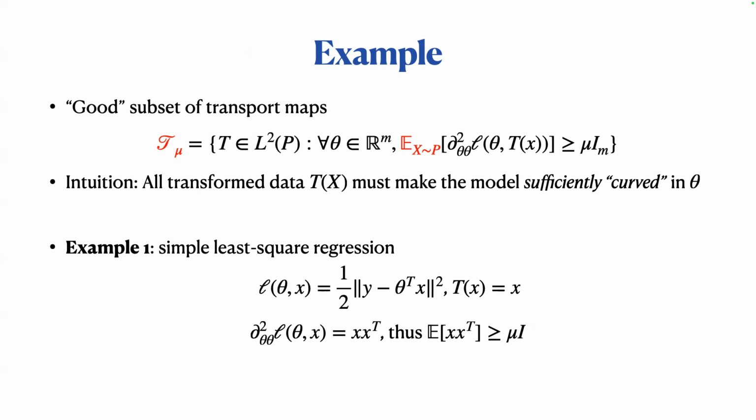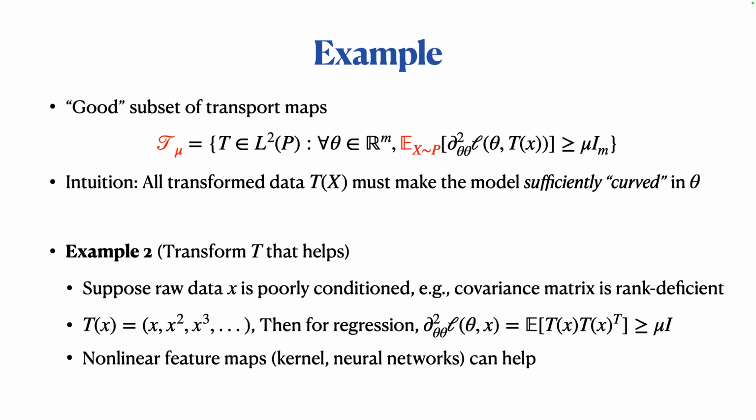But sometimes you say that this is not doing anything. Is there any transport map that actually has value? So this is an example to show the transport map actually can help. If my data itself is poorly conditioned, meaning the covariance matrix of my X is degenerate and has some zero eigenvalues, I can probably find some transport map, for example, the polynomial maps. It maps the feature into X, X squared, and so on, such that you can make the covariance matrix after transformation non-degenerate.